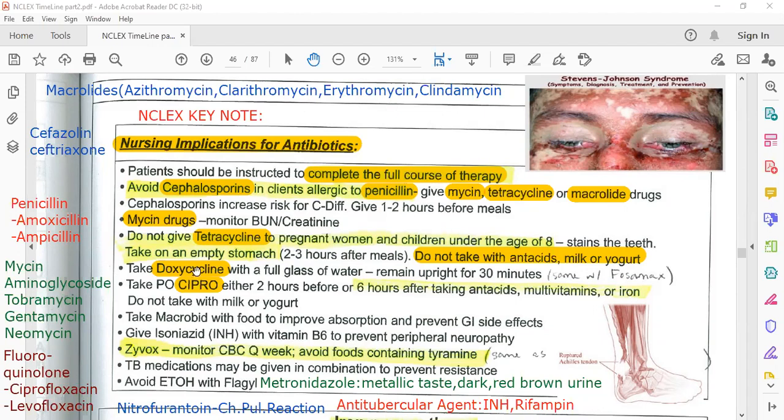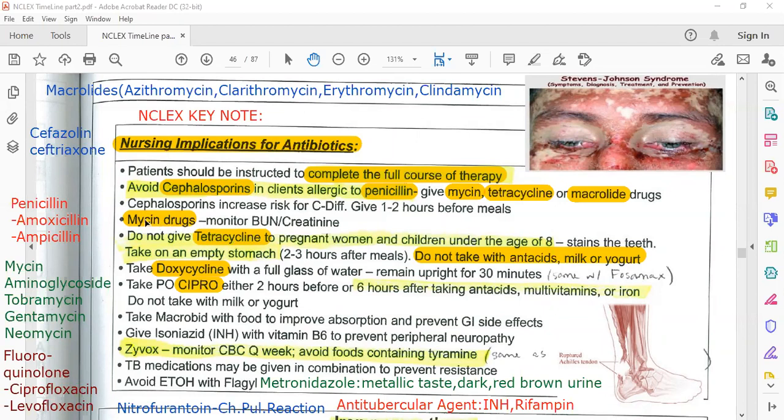This mycin has common side effects. They can cause ototoxicity, neurotoxicity, and nephrotoxicity. So they are not good for your kidney, right? We should monitor blood urea nitrogen and the creatinine level.